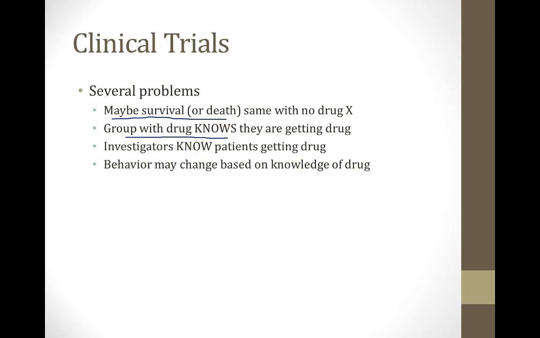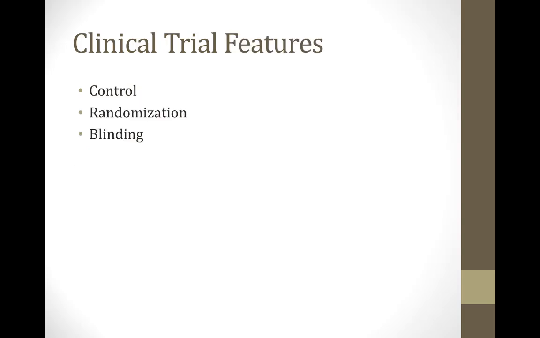Another problem is the investigators know which patients are getting the drug, so they're more likely to take a look at their patients and think they look healthier because they know they're receiving a drug. And the bottom line of both of these second two points is that behavior can change when you know you're getting a drug, and this can make something look more efficacious than it really is. So the way we avoid all those problems in clinical trials is by using three techniques. The first is called control, the second is randomization, and the third is blinding.